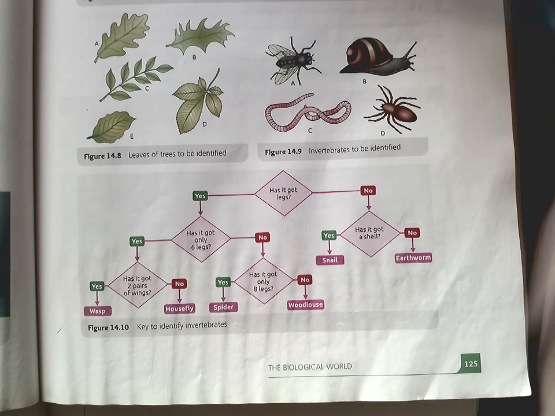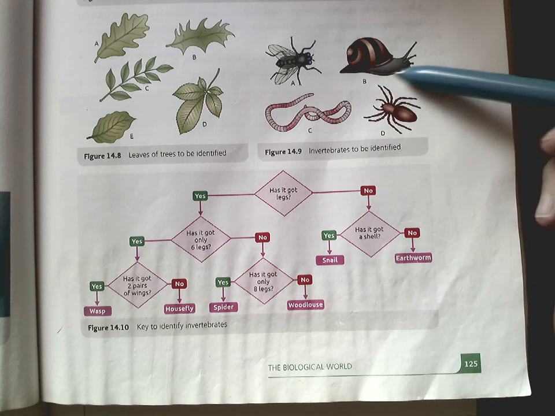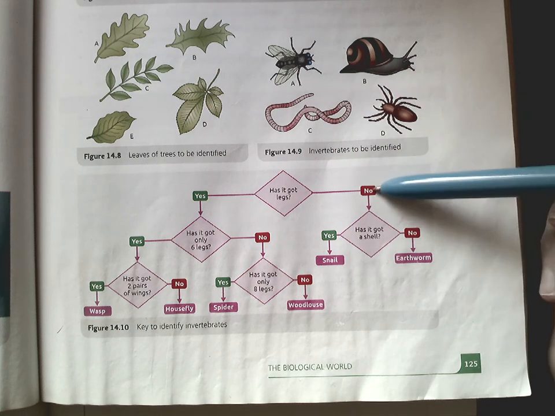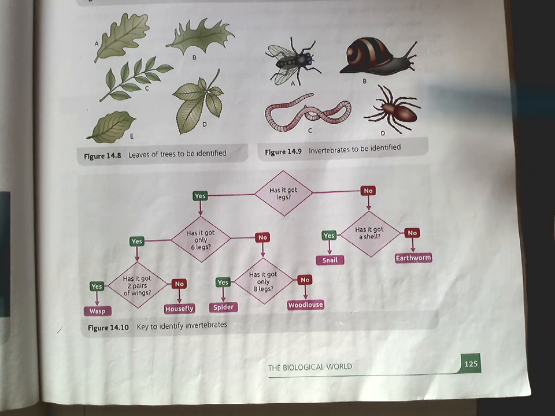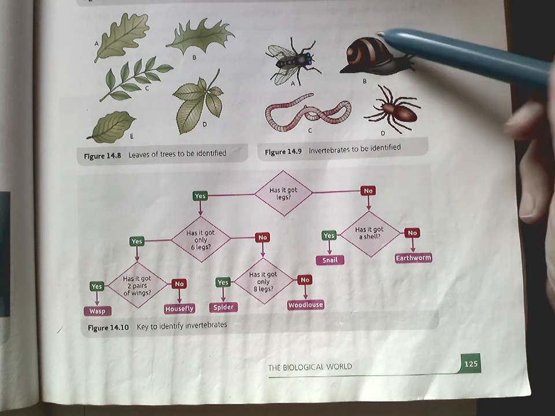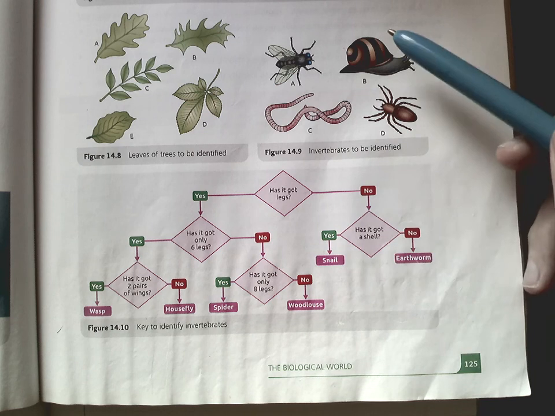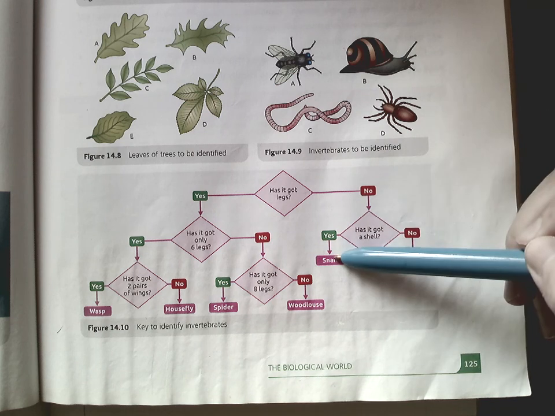So again, has it got legs? So we can see that it doesn't really have legs. So this guy has legs, but this doesn't have legs. So no, it doesn't have legs. Has it got a shell? So we can see, yeah, it's got a shell. So this is its shell. Has it got a shell? Yes. So therefore, we know that we can identify this as a snail.